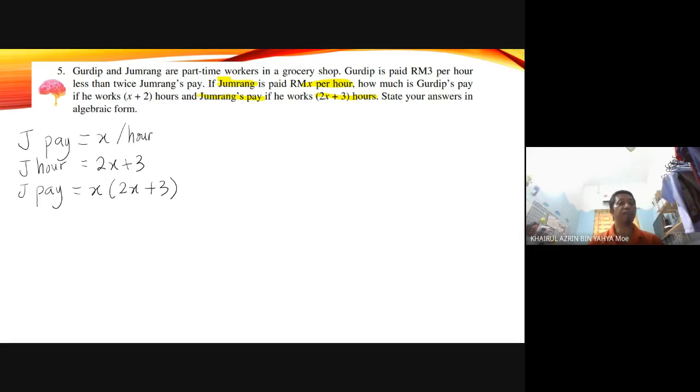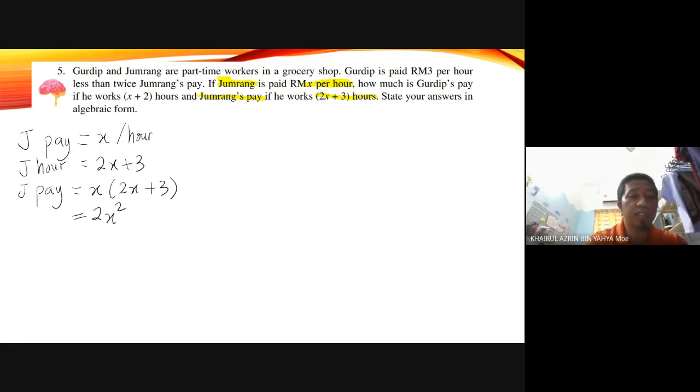For example, Jumrang gets 5 ringgit per hour. How many hours? Example, he works for 5 hours. So if he works 5 hours, at 5 ringgit per hour, he will get 25 ringgit. Same goes for this one. Jumrang's pay is X ringgit per hour. Total hours is 2X plus 3. So to get the amount, we multiply X with 2X plus 3. And this one, we can expand.